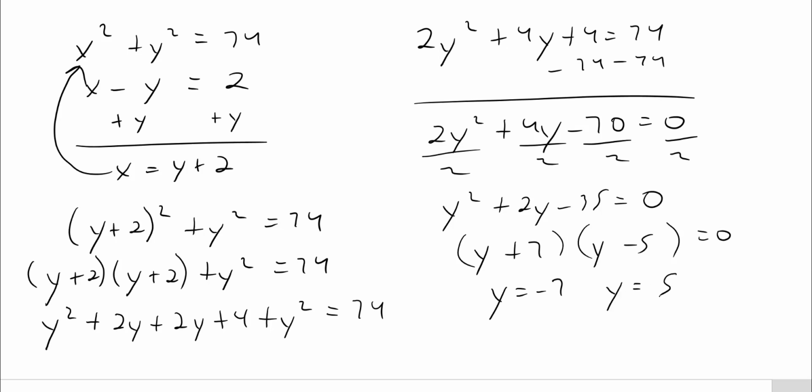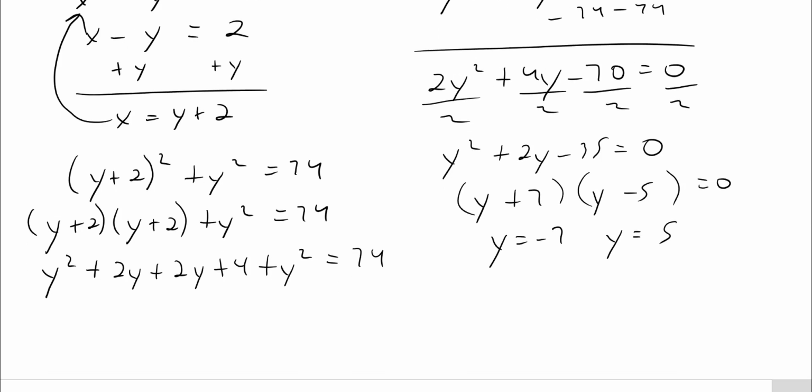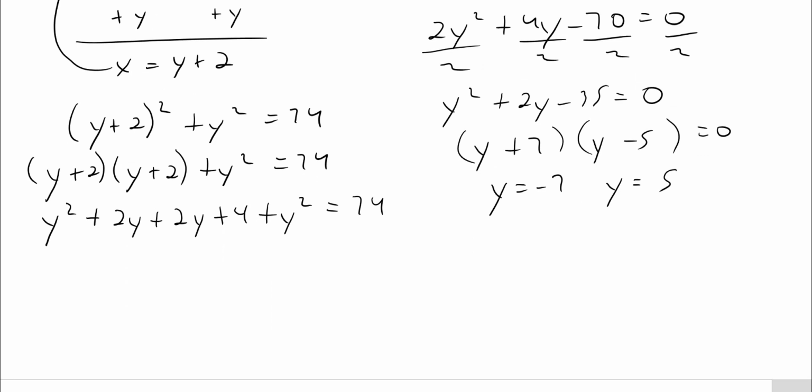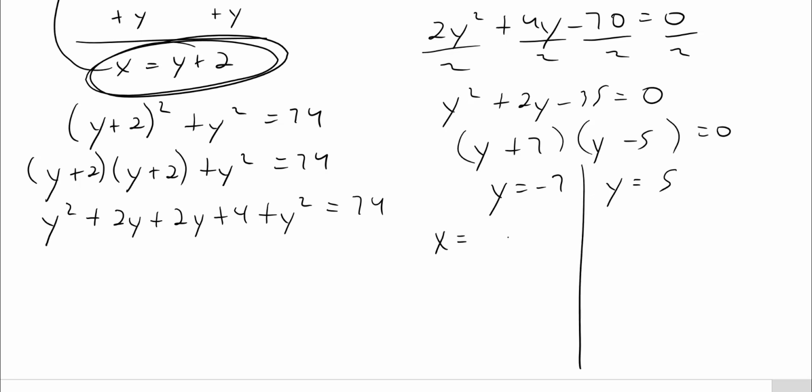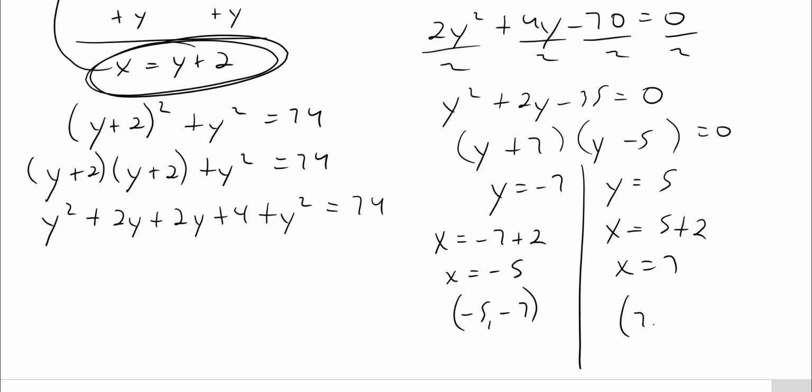So what you're going to do is then you're going to see this. I'm going to cursor down here a little bit so I have a little more room. But I'm basically going to plug that y equals negative 7 and 5 into that equation. So I'm going to make two columns, and I'm going to say x equals negative 7 plus 2, so x equals negative 5. So my coordinate is negative 5, negative 7. And I'm going to plug a 5 into there. X equals 5 plus 2, so x equals 7. So that one is going to be 7 comma 5. Okay, and those are your two answers for that one.